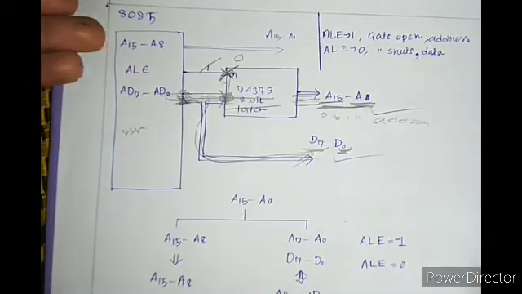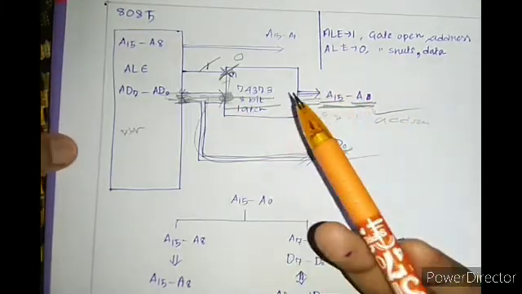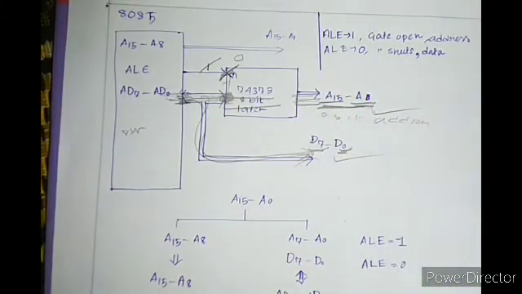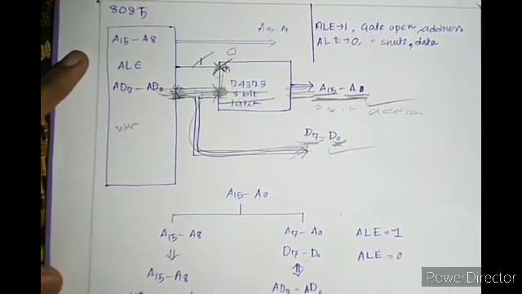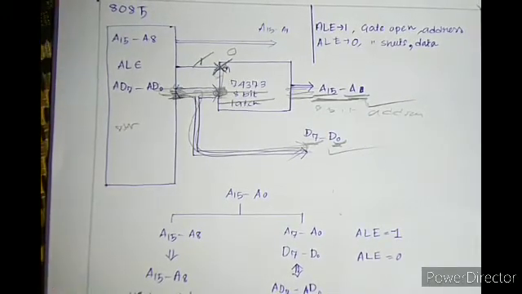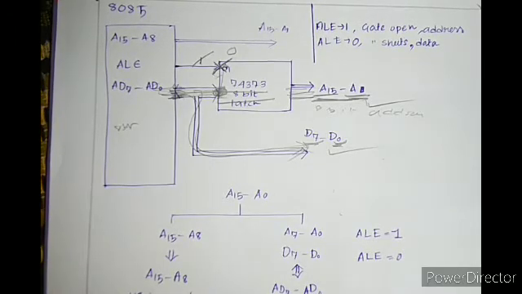And the higher order memory address is just working as it is. There's nothing to do with this. Do you understand? So this is why, when ALE is 1, this is used for address. When ALE goes 0, this is used as data.